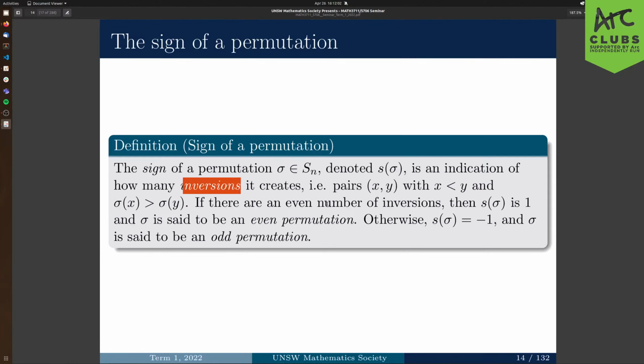And an even permutation is just going to be one where you have an even number of such occurrences of these swaps. And an odd permutation, I guess you can kind of see where that goes. It's basically you've got an odd number of these. And once you've got that, you can say that the sign of the permutation is 1 if it's even, and -1 if it's odd. So pretty natural.